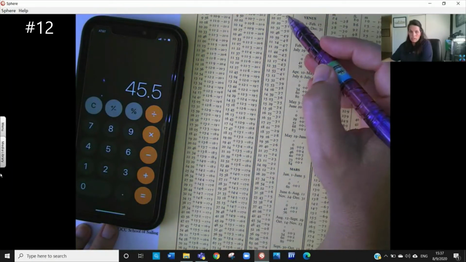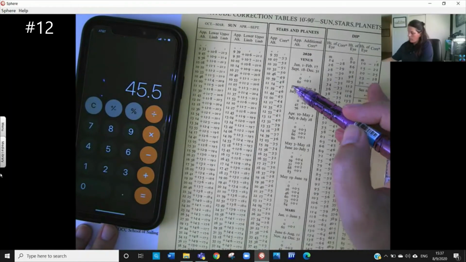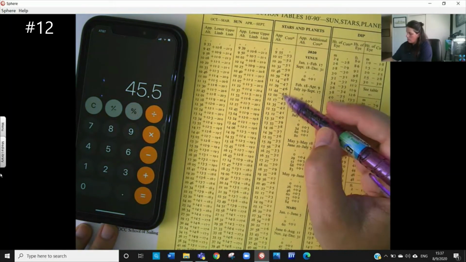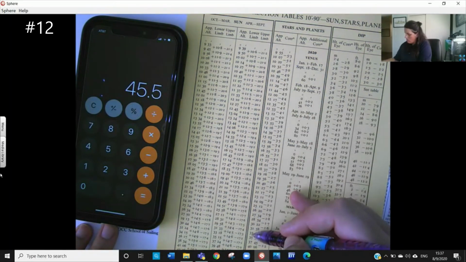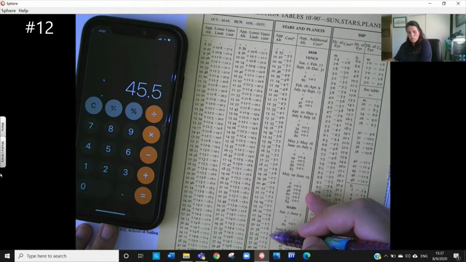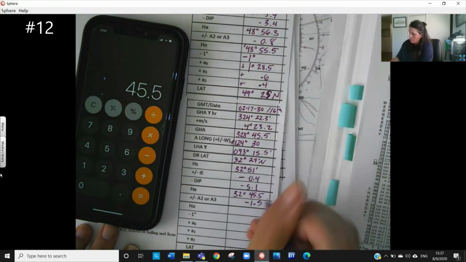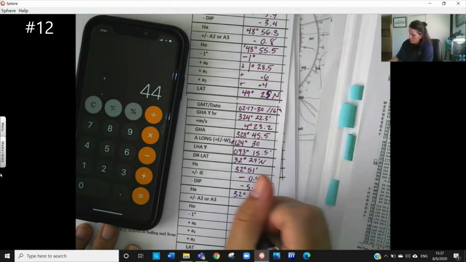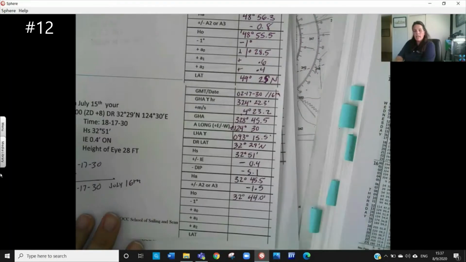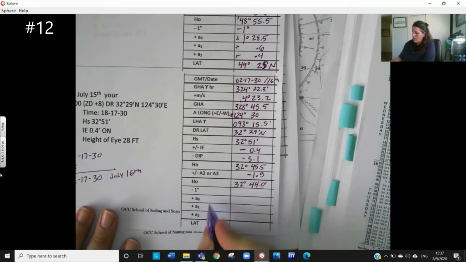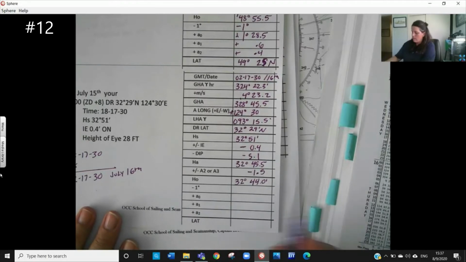Our apparent altitude correction for refraction was 32.45. So 32 is going to be in between our 31 and 33. So our correction is 1.5. Okay, so now we have our HO, and we can apply our A0, A1, and A2 corrections from the Polaris table in the back of the book.